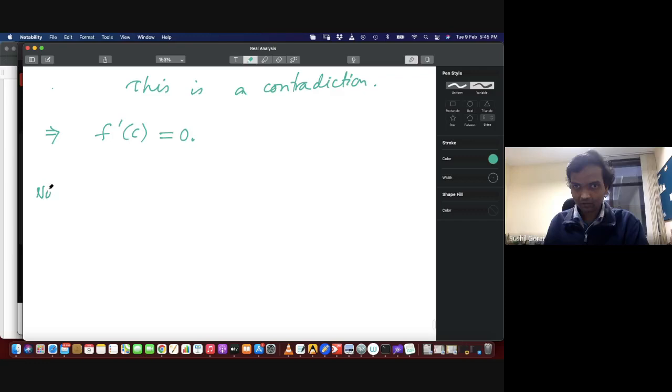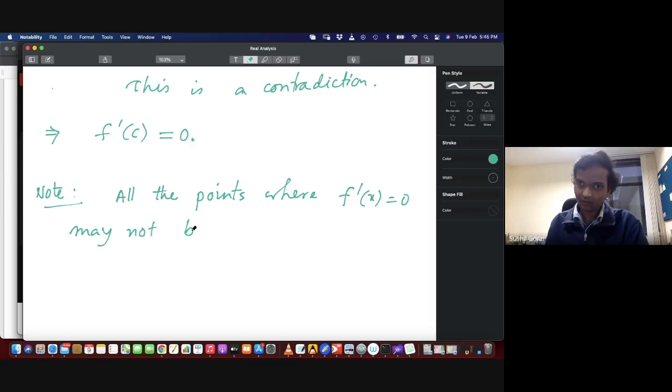Now note, all the points where f prime x equals 0 may not be the point of local max or local min. The converse of the theorem is not true.